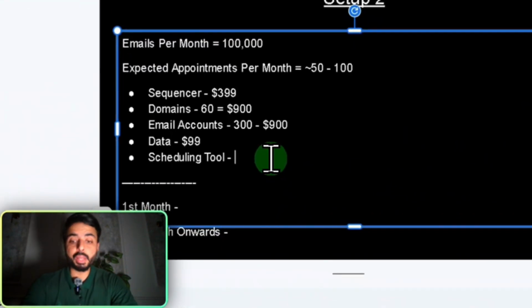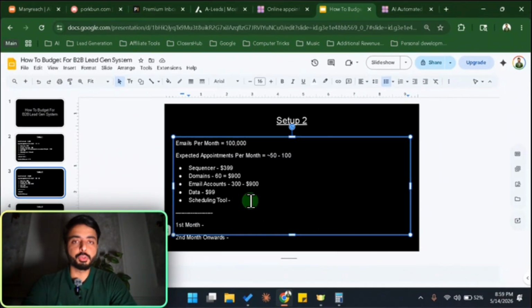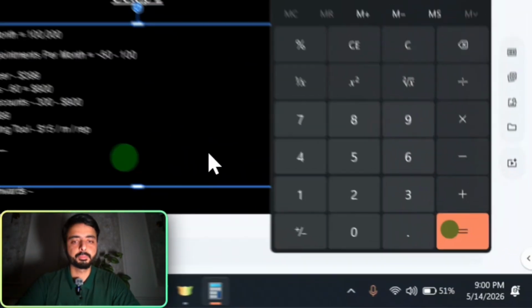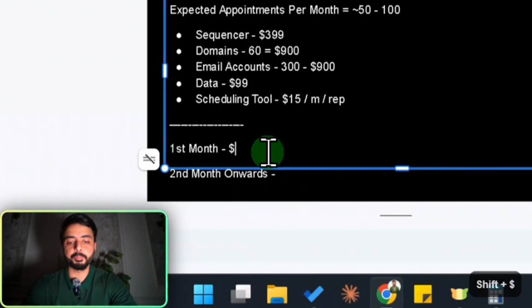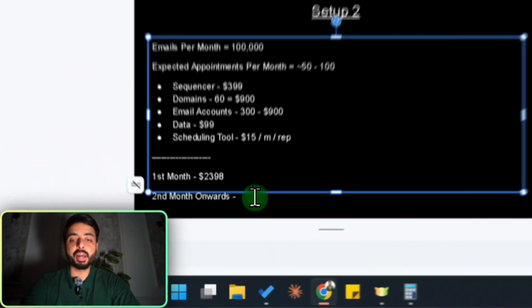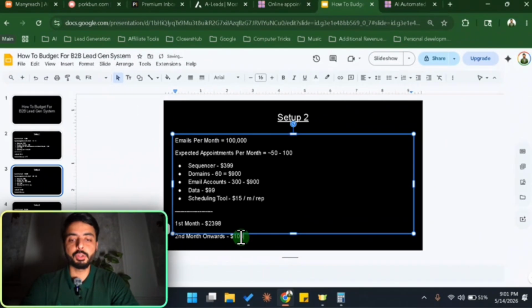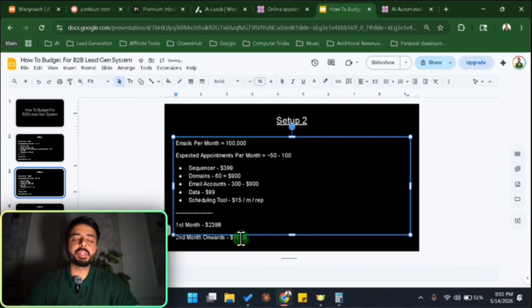And the scheduling tool actually depends on how many users you're going to route these appointments to. LunaCal is going to charge you $15 per month per rep. So however many reps you have, you can do the multiplication. Assuming that you have 5 sales reps, the first month you need to invest $2,398. And every month after that, you have to invest almost $1,100 to keep the system up and running, which will give you 50 to 100 appointments. This is how much budget you need to build this setup number 2.